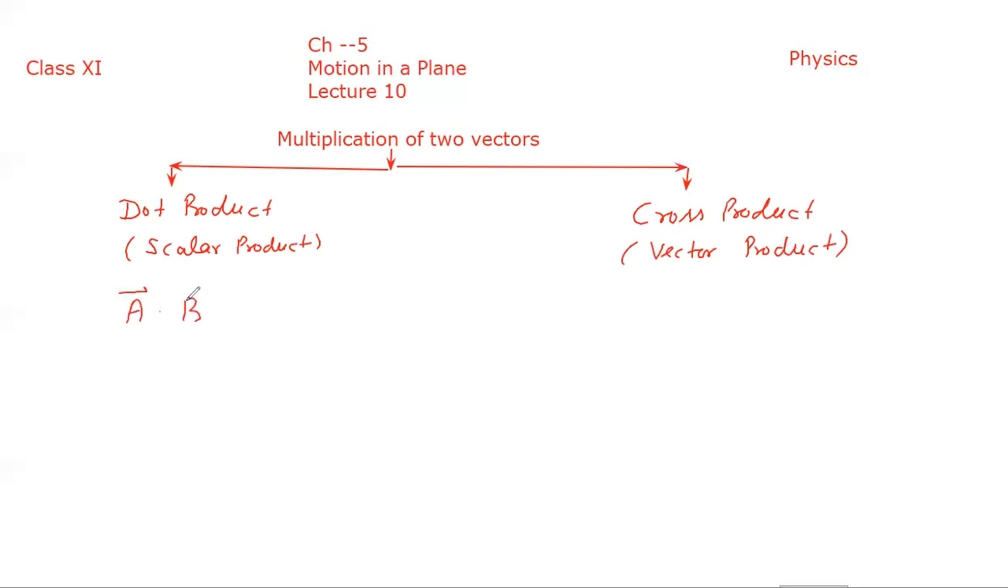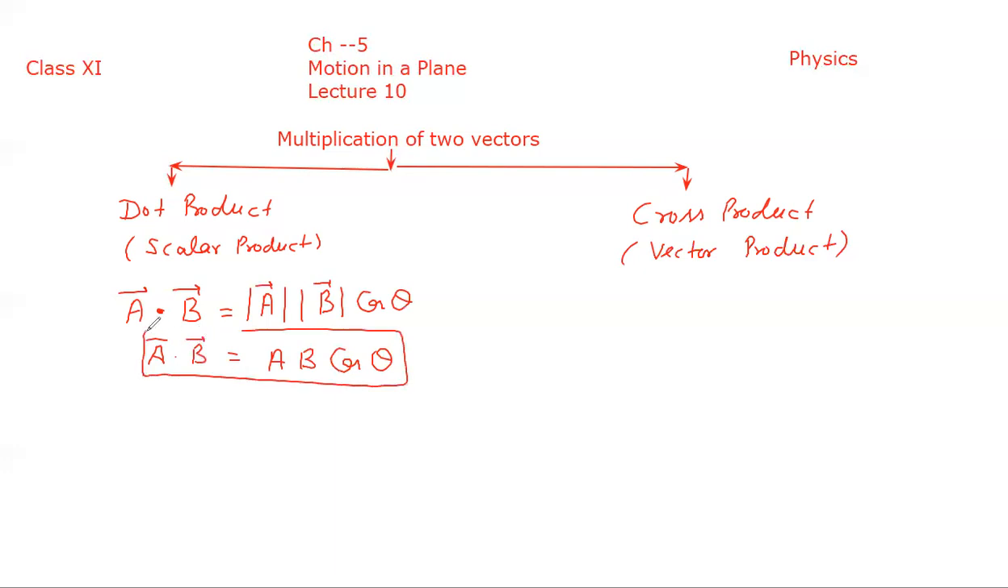If we write a vector dot b vector, with a dot between a and b, then this multiplication is called the dot product. And what is the resultant? The resultant is mod a mod b cos theta, or we can simply say ab cos theta. So a dot b is ab cos theta. And what is a cross b?